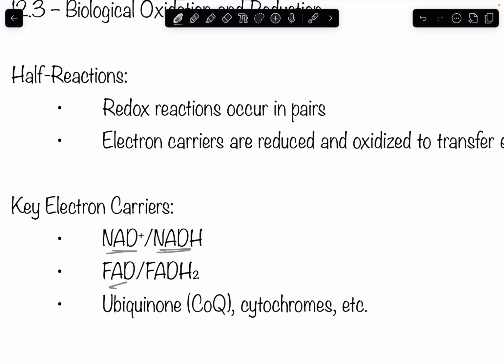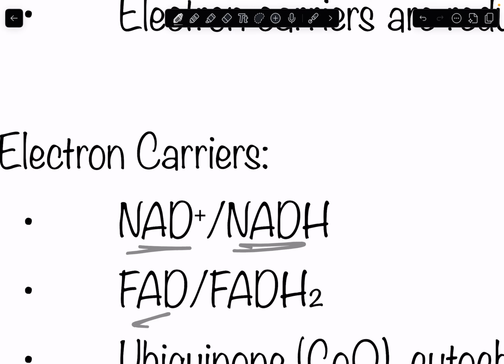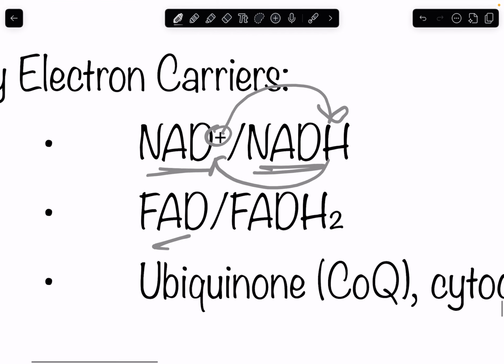You're always going to go either one way or the other, and remember, LEO the lion says GER: lose electrons, oxidized; gain electrons, reduced. So if we go from NAD plus to NADH, it gained electrons, so it's reduced. If you go from NADH to NAD plus, it lost electrons, so it's oxidized. Same thing here: FAD to FADH2 is reduction, and FADH2 to FAD is oxidation.